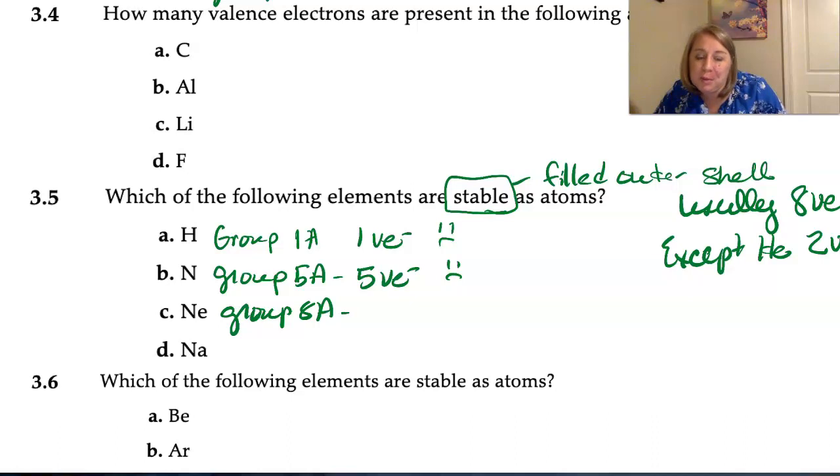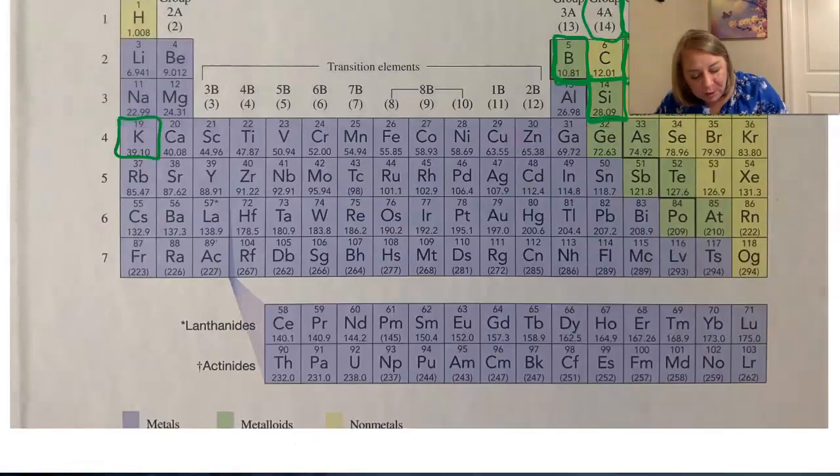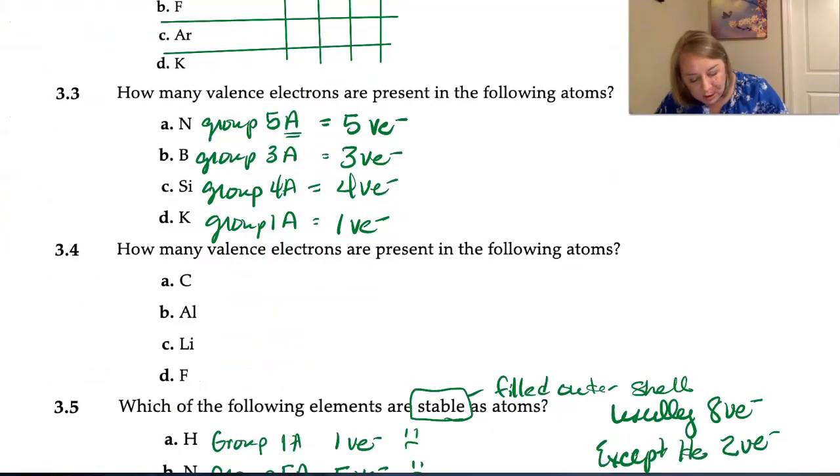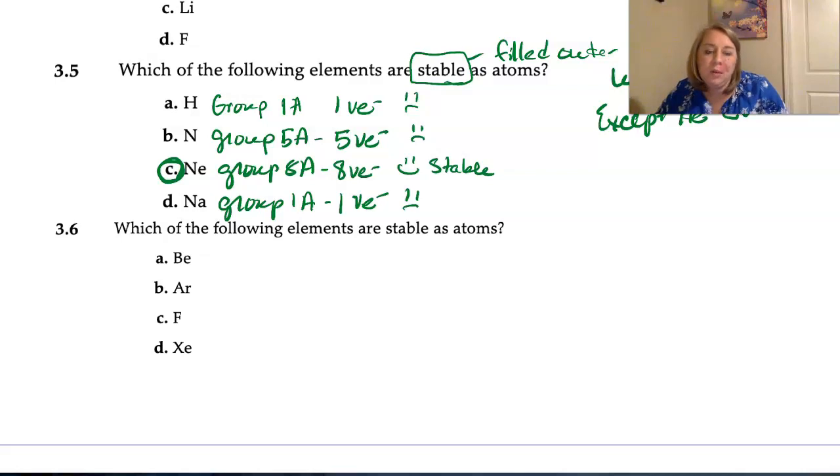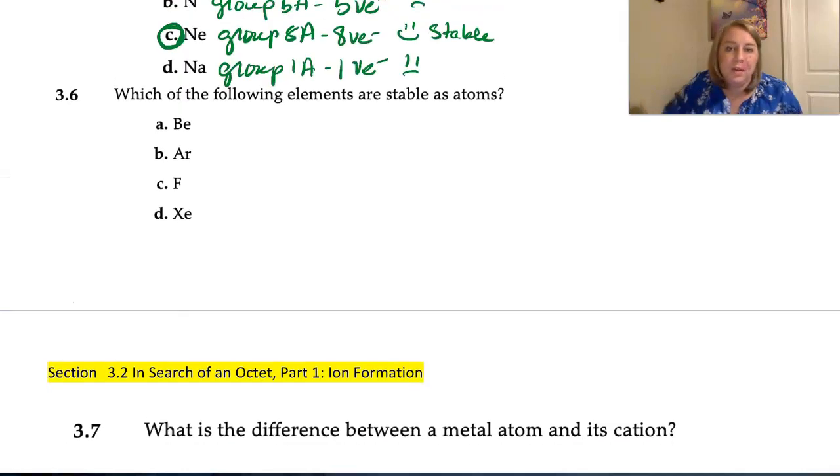Group 8A. Ooh, neon. Neon has 8 valence electrons. Yay, it is stable. So C is stable. Sodium, if we go up and we find sodium, sodium's right here. Sodium is in group 1A. That tells me I have 1 valence electron, and I'm not stable. So my only one that was stable out of all of those was neon. All right, so then we're going to pause here, and it'll be section 2 in the next video.